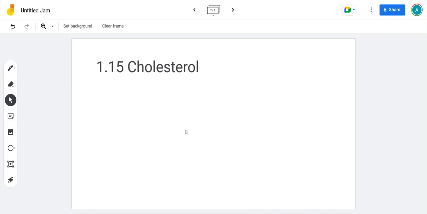Hi there, welcome to 1.15, which is all about cholesterol, HDLs, LDLs. The spec point is about you analysing and interpreting data on the possible significance for health of these, and the evidence for a causal relationship between cholesterol levels and cardiovascular disease.